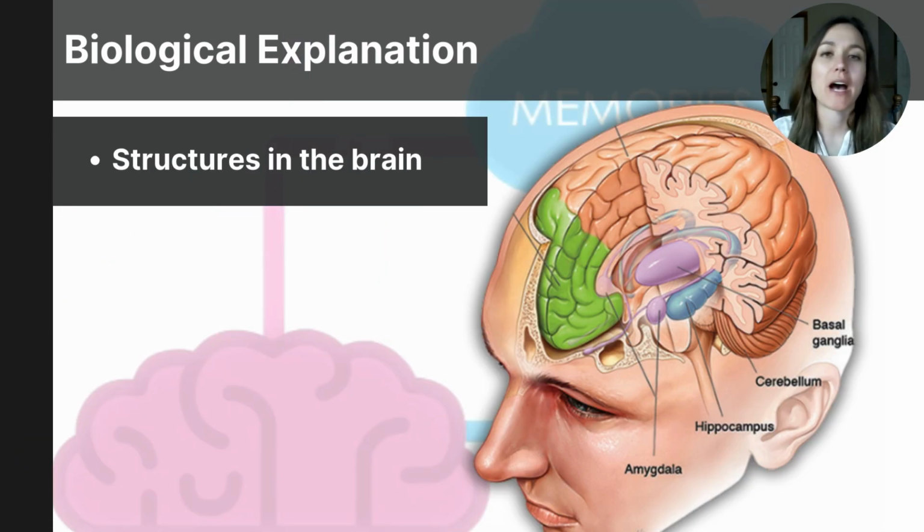So now we'll zoom out from the synapses to the brain structures that are involved in memory. And these are concepts that will come up later as you learn more in depth about encoding, storing, and retrieving. But right now, we'll just focus on some of the general things that are happening in the brain as it involves memory and learning.